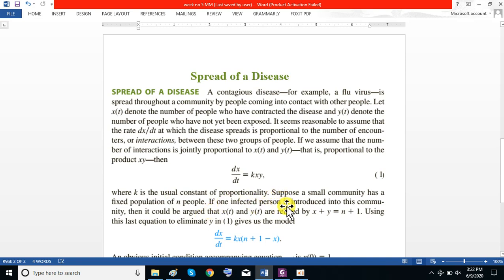If one infected person is introduced into this community, then we could argue that x(t) and y(t) are related by.